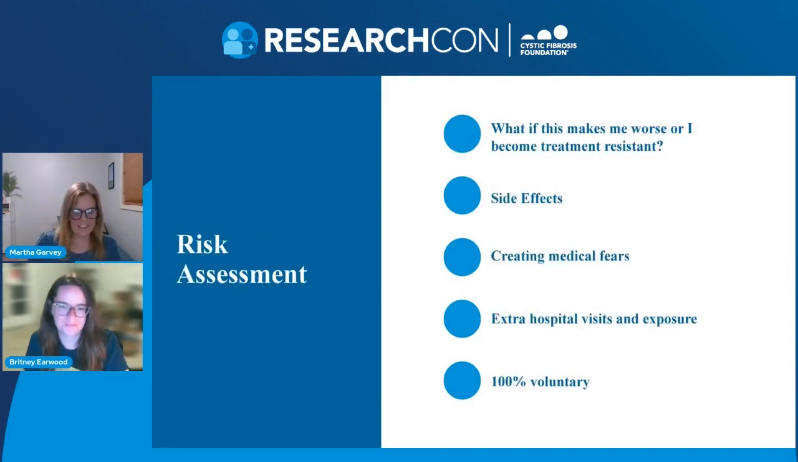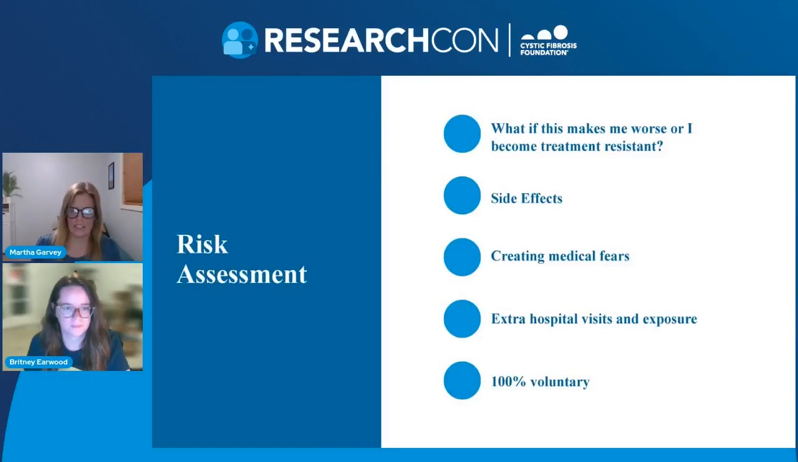So there are benefits, and then also assessing the risk. For me, a big one with phage therapy, since it's new, was that I was concerned about what this could do to me. At the time I was feeling really good with my health, and I was worried, what if this makes me worse? What if I become resistant to this type of phage? Is this something that's going to hurt me in the future, that I become resistant to it and can't benefit from it? That was definitely a thought process I had often, and I brought it up to my care team.